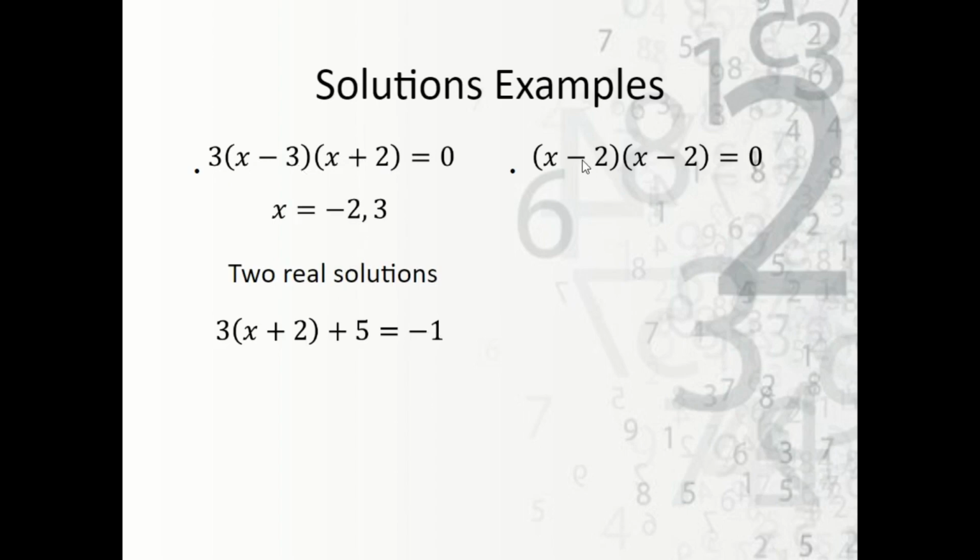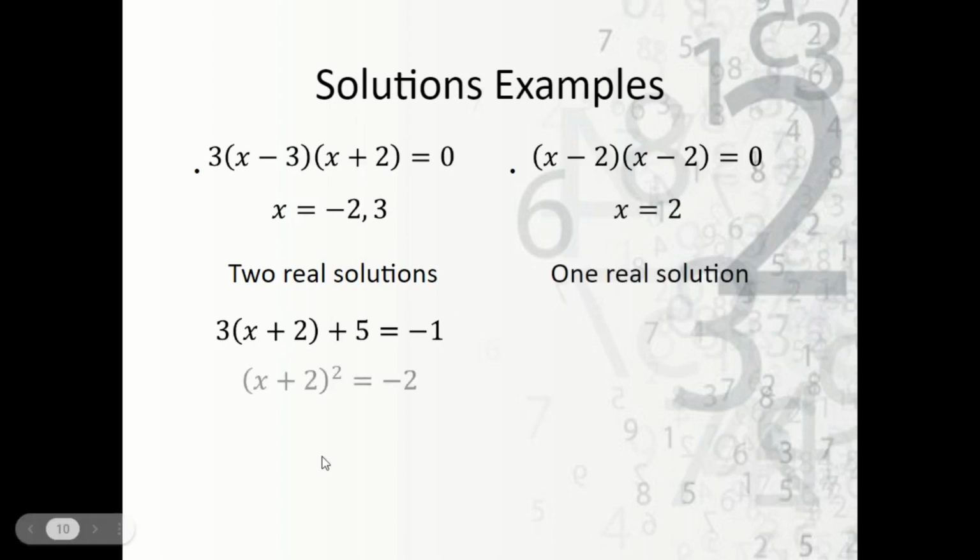Now let's look at this one here. x minus 2 and x minus 2 is equal to 0. Well, again, 1, 2 solutions, but notice they're exactly the same. So therefore, we can't count them twice, so there will be only 1 solution there. Here, we can move everything over, and we should notice that we end up with x plus 2 squared is equal to negative 2. And when we do that, we end up with no real solutions because we can't square anything and end up with a negative value.